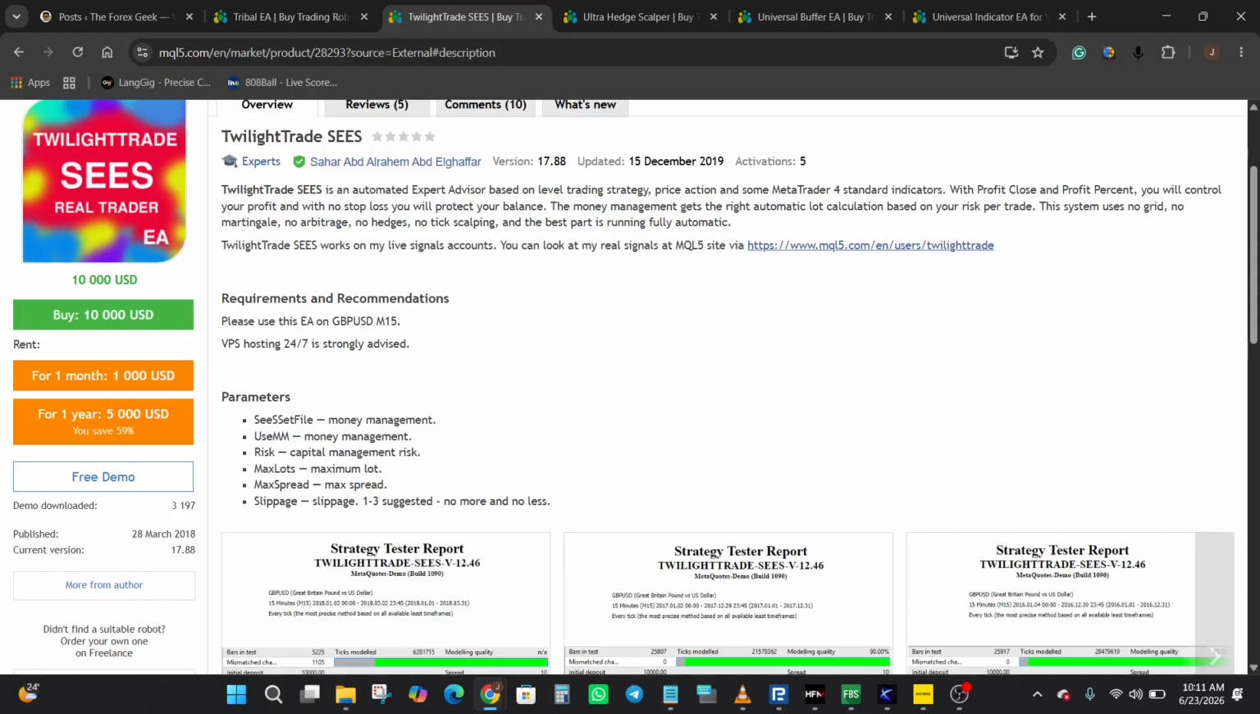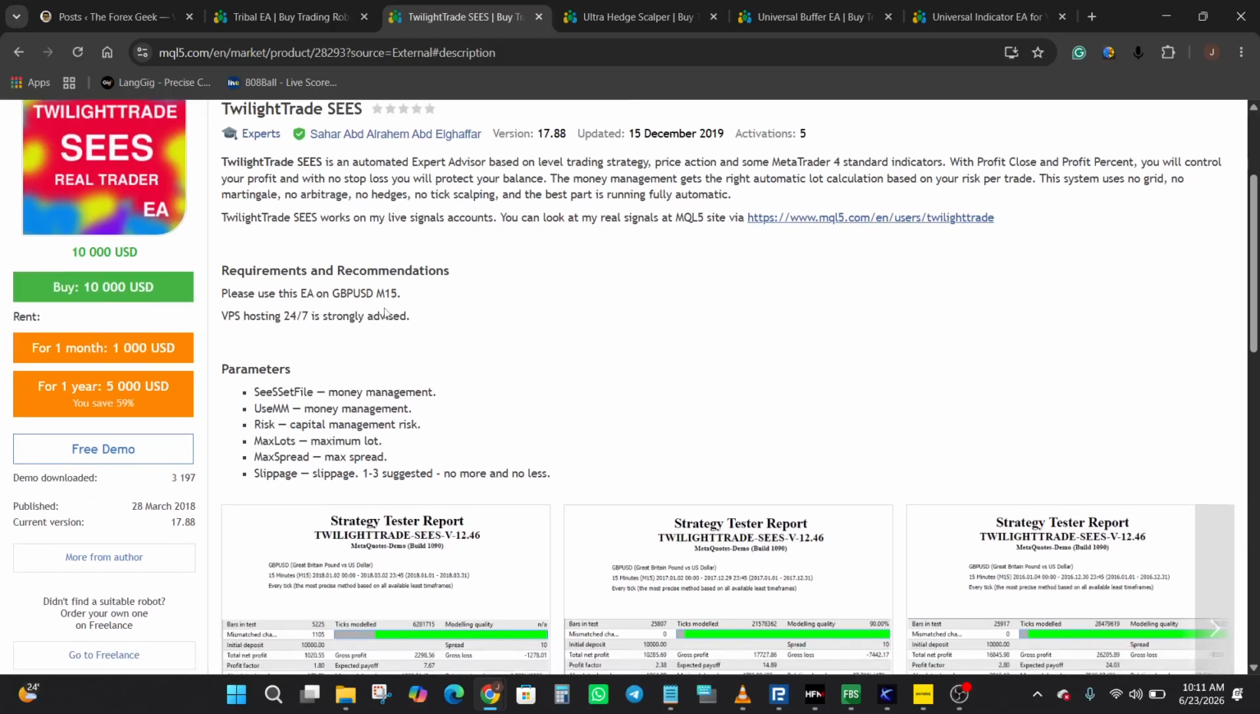Moving down to the recommendations section, the developer specifically recommends using TwilightTrade SEES on GBPUSD on the M15 time frame. That is important because this is the only recommended symbol and time frame provided in the listing. So that is the primary environment the developer suggests for evaluation and testing.